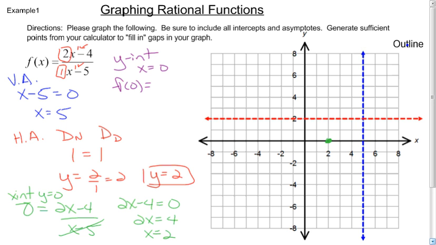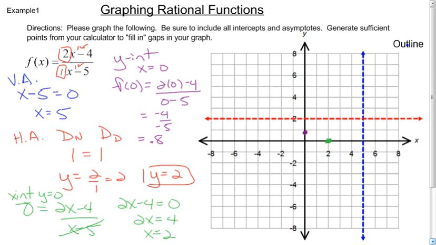So f at 0 is 2 times 0 minus 4 all over 0 minus 5, giving me negative 4 over negative 5, which is 0.8. Okay? So I'll go to the y-intercept, and I'll put in that dot.